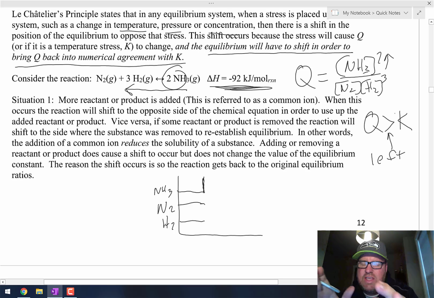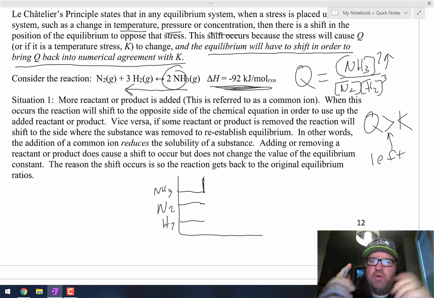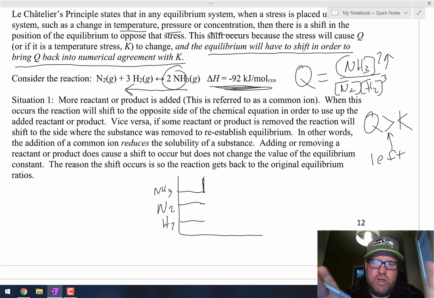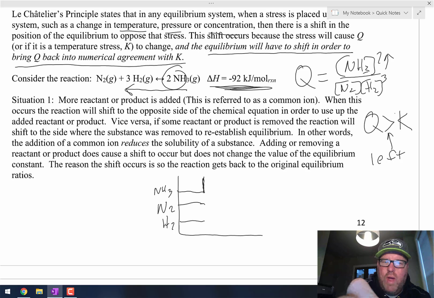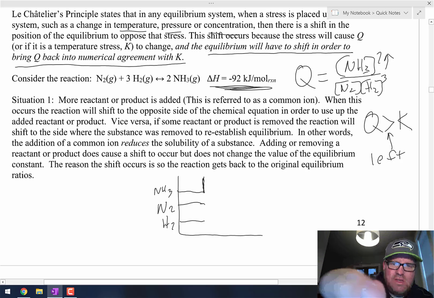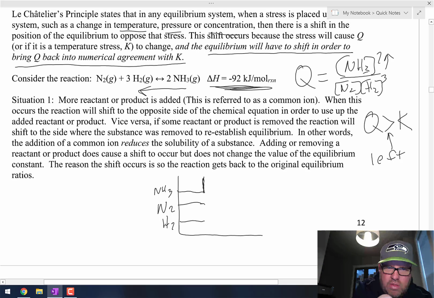And again, with the way that's positioned, what does that mean? It means the reaction has to proceed to the left. In this case, a lot of times they use the word shift. When you're talking about Q versus K, they use proceed. It means the same thing. Whether it's proceeding to the left or shifting to the left, it doesn't matter which word you use. It's the same thing.